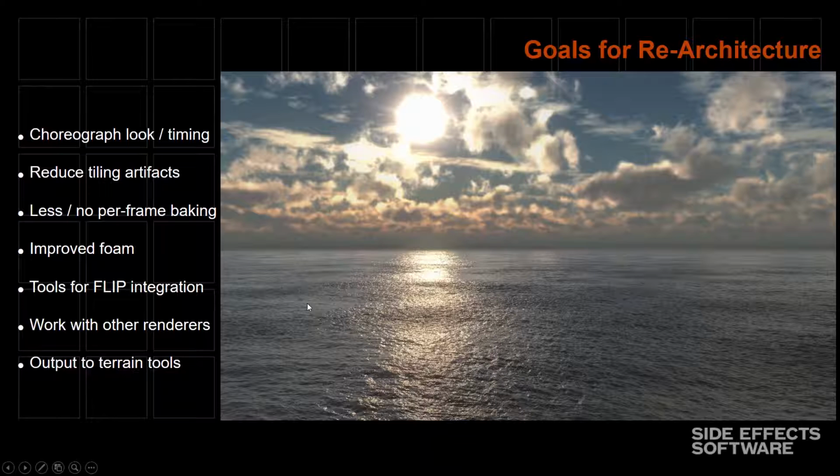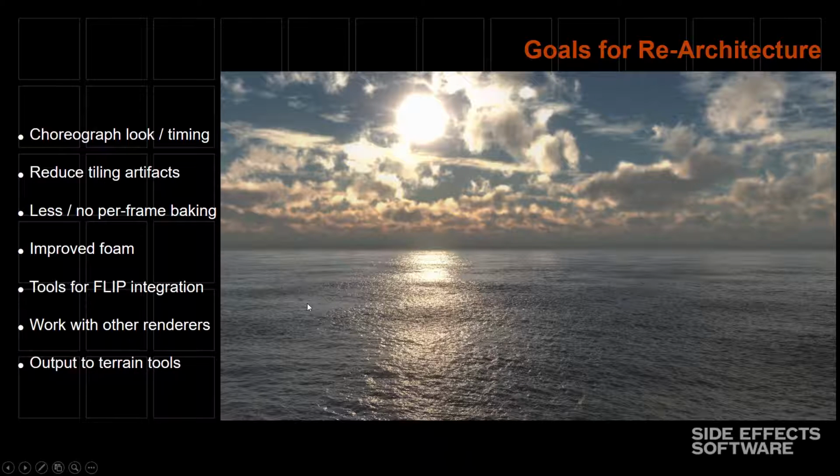So our overall goals were to improve the ability to choreograph the look and the timing of the ocean. This meant both the scale of the ocean in terms of the size and when, for instance, waves might come into the scene, when they might overlap. We wanted to reduce any of the tiling artifacts, so the spectrum creates a repeating grid of waves, and when you laid that over a large area, sometimes it was obvious that there was this repeating, this tiling going on. So we wanted some tools to make it much less obvious that that's the case. You can see an example of that here.